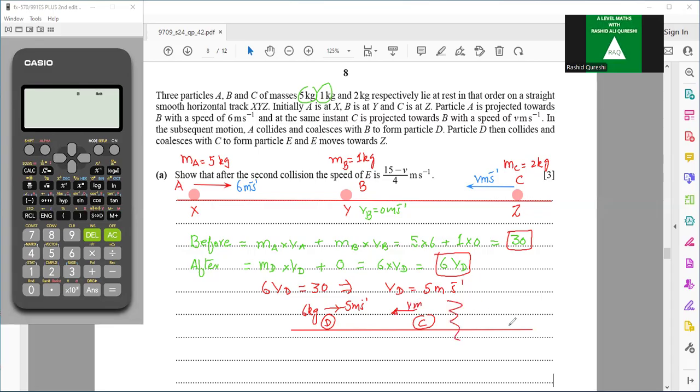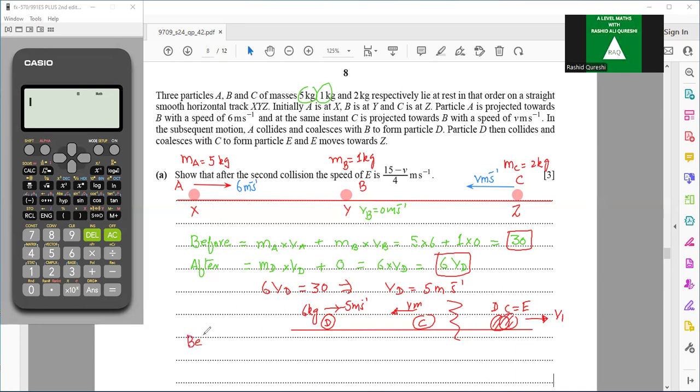So after the collision, both the particles will be combined. D and the particle C will combine, and that will become the particle E. We have no information about this velocity. Particle E moves towards the C, so this particle is moving in this direction. Its velocity is supposed to be V1 meters per second. Again, law of conservation of momentum. I will explain over here.